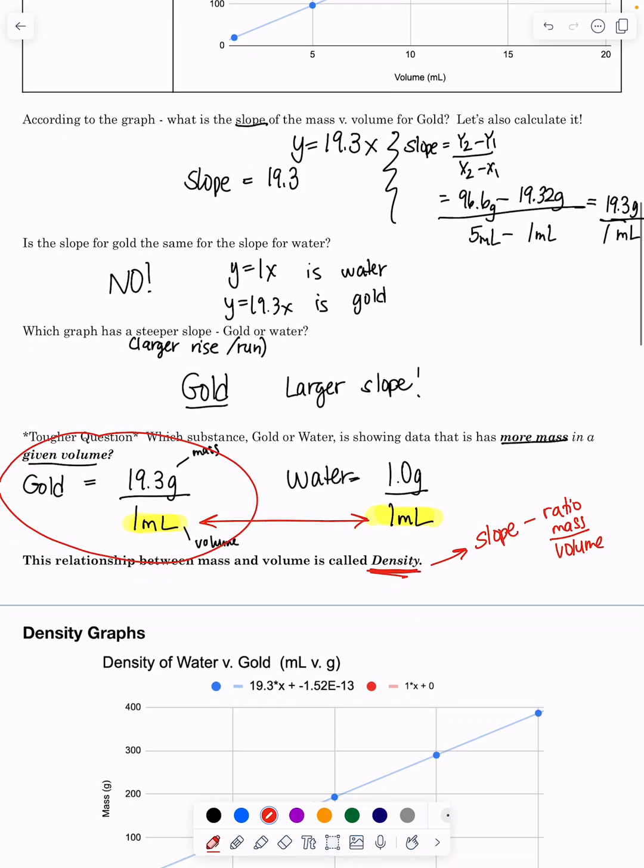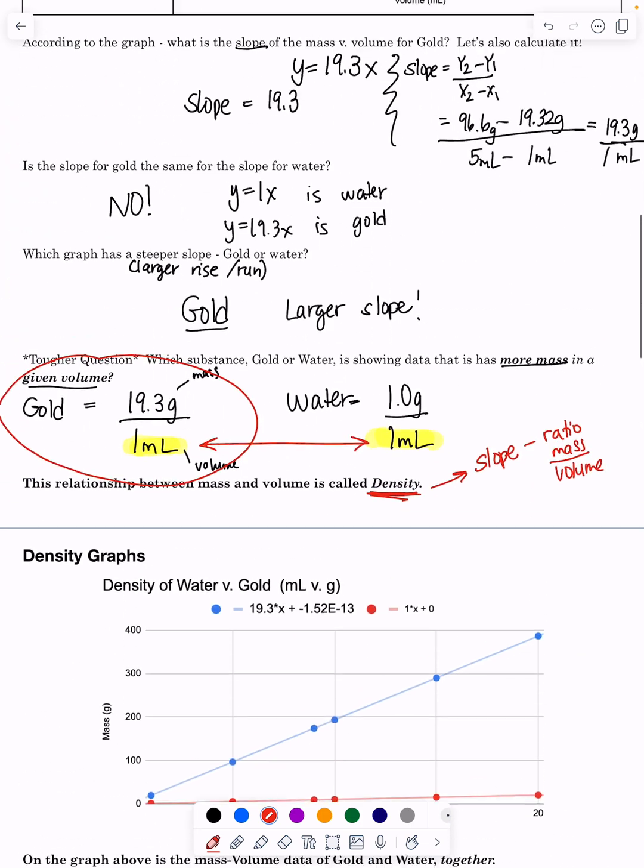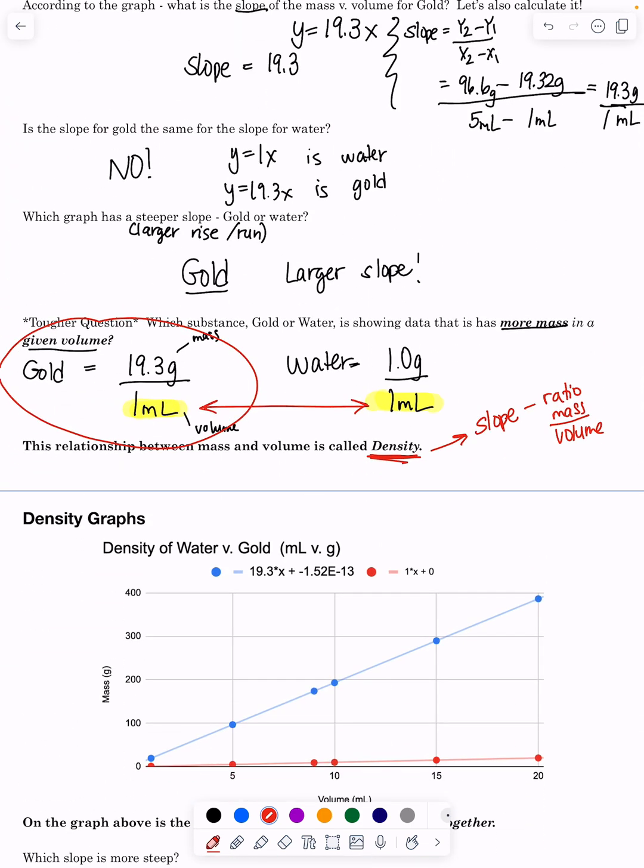In the next video, we'll be talking more about density graphs. So after you copy these notes, you're going to move on to the next lecture.